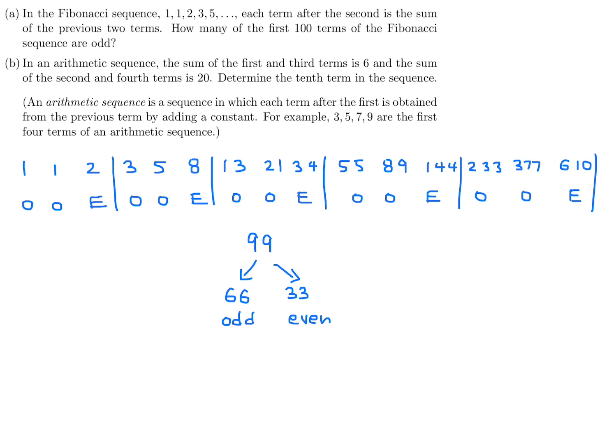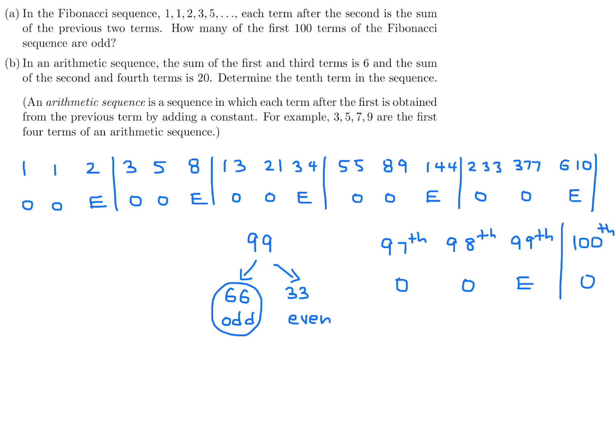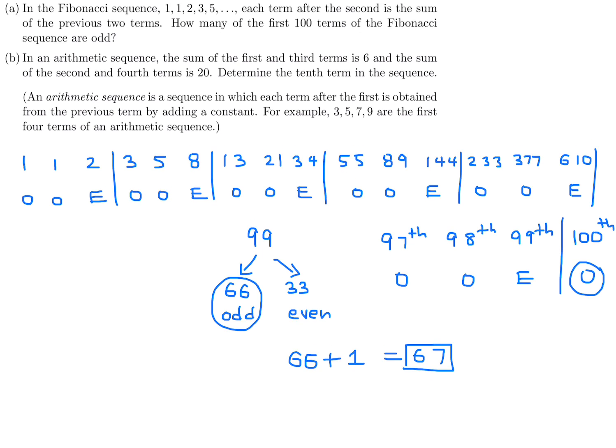So they want the first 100 terms. So if you were to extrapolate this, say the 97th term, the 98th term, and then the 99th term, I don't know what those numbers are, but all I'm interested in is that they're going to be odd, odd, even. And therefore the 100th term will be odd, right? Because it goes odd, odd, even like that. So the first 99 terms will give me 66 odd, and then the 100th term will give me 1 additional odd. So 66 plus 1 is 67, and that's how many odd numbers there will be in those first 100 terms of the Fibonacci sequence.